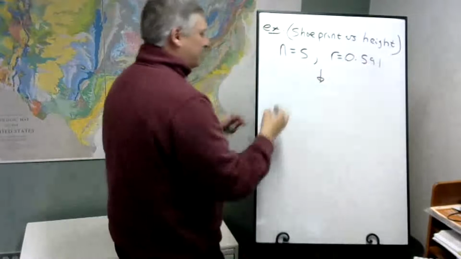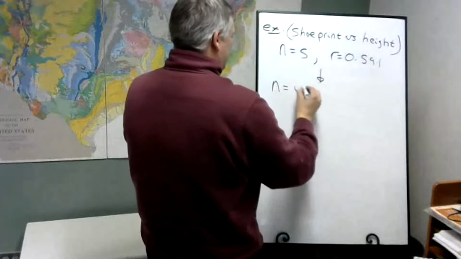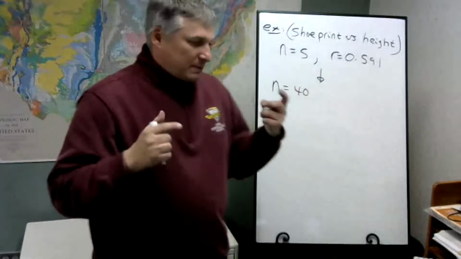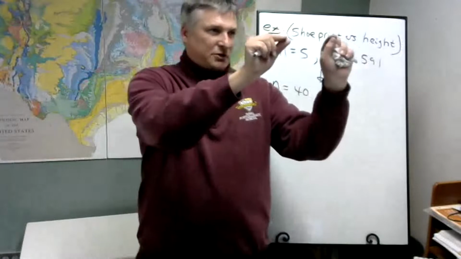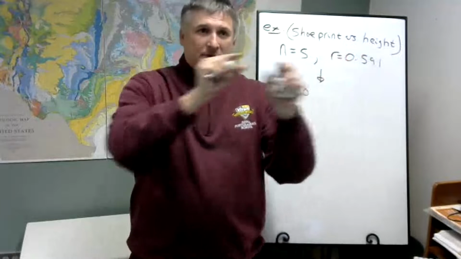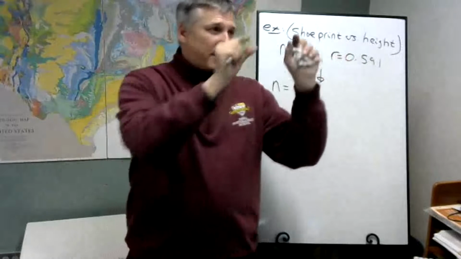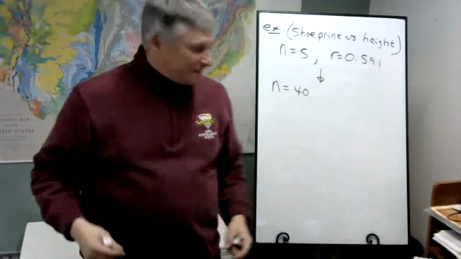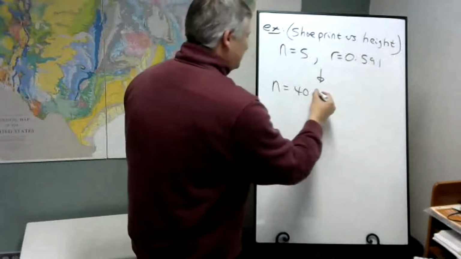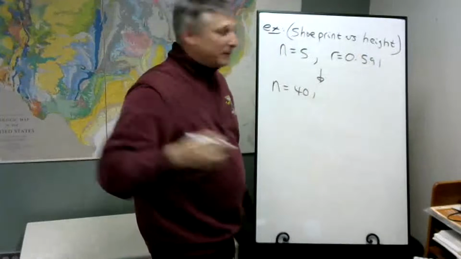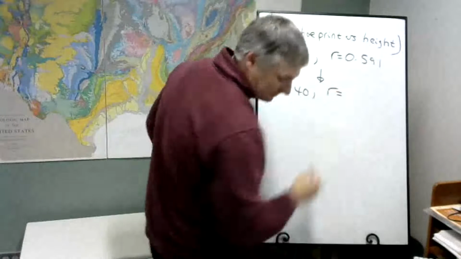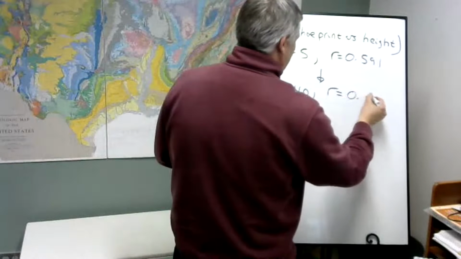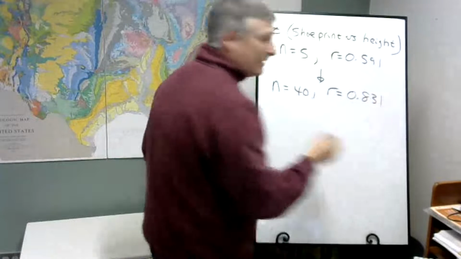But then we bumped up our data, collected 40 pairs. So what I mean by 40 pairs, 40 shoe lengths, and for that same person, we have a height for them as well. So you have a pair of shoe length and height, we have 40 of them now instead of 5. And when we did the R value for this, again, if we had done it using a computer, we get 0.831.